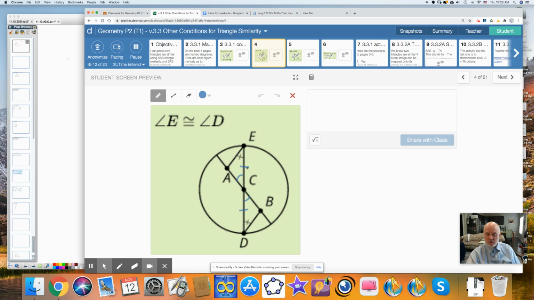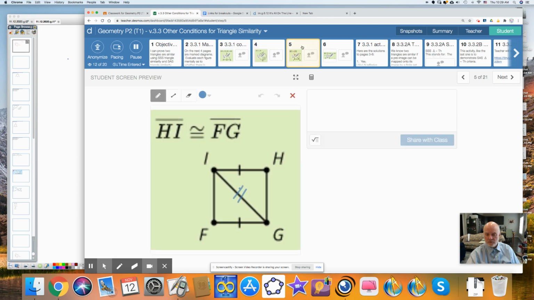Here I've marked the drawing. Radii of a circle are congruent. So I would say EC is equal to DC because they are radii of a circle. Angle ACE and angle BCD are congruent because they're vertical angles. And the 2 triangles are congruent because of the angle-side-angle triangle congruence theorem.